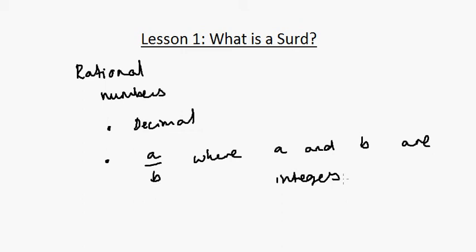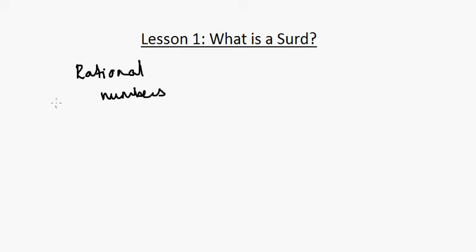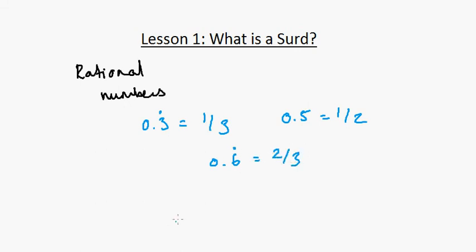Let's give a few examples. So I thought I'd use a different color. Say the reoccurring decimals such as 0.3 reoccurring, which can be written as a third. 0.5 can be written as a half. 0.6 reoccurring can be written as 2 over 3. And final example, we'll use a root. So root 4 equals 2, which is the same as 2 over 1, which is a over b.